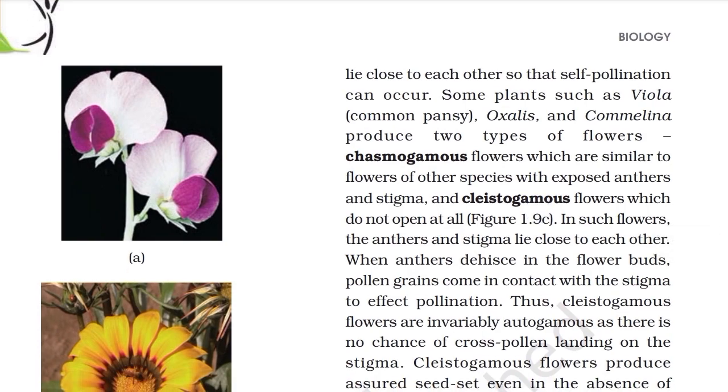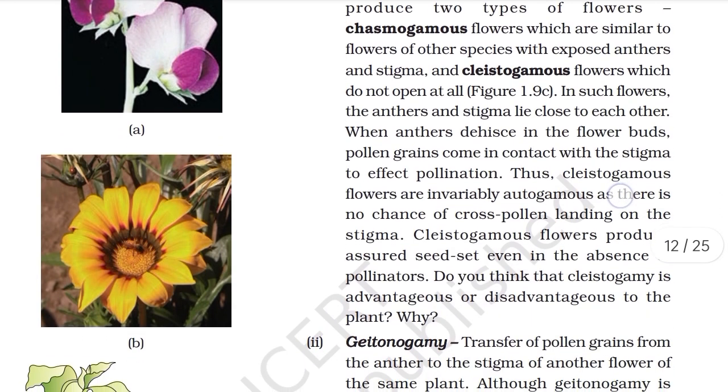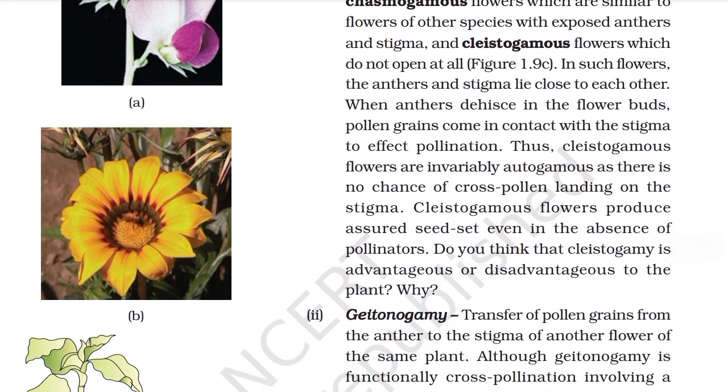Some plants such as viola, commonly pansy, oxalis and commelina, produce two types of flowers: chasmogamous flowers, which are similar to flowers of other species with exposed anthers and stigma, and cleistogamous flowers, which do not open at all. In such flowers, the anthers and stigma lie close to each other. When anthers dehisce in the flower buds, pollen grains come in contact with the stigma to effect pollination.